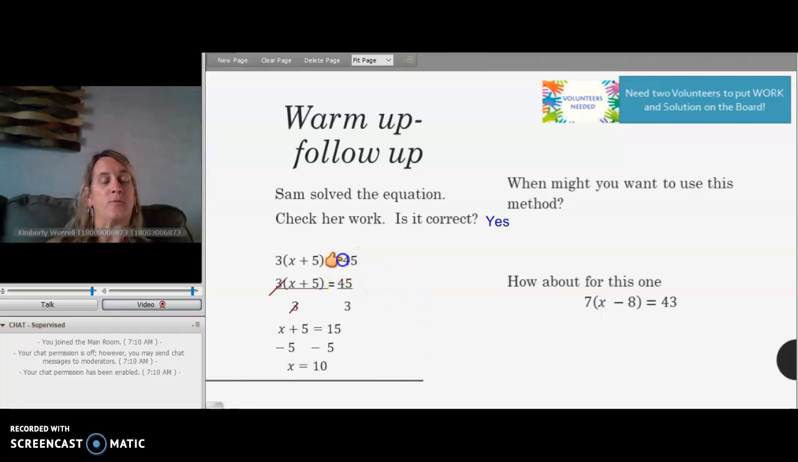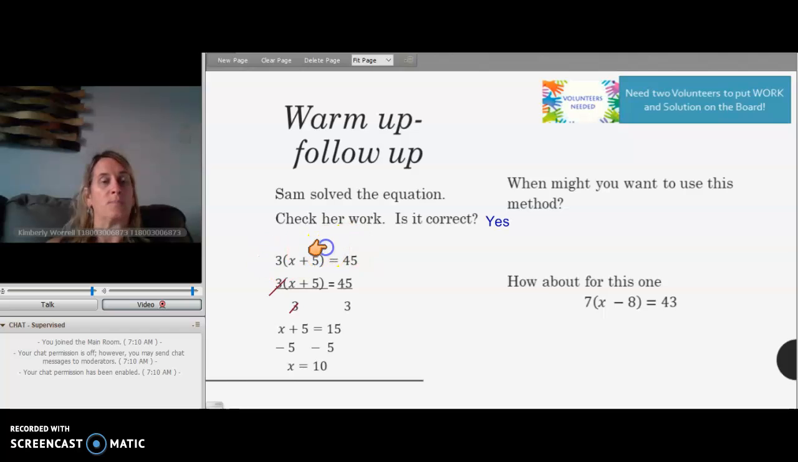So if this 45 were some other number that was not divisible by 3, then this method would not be as easy to implement. Not saying you can't do it, you just have to work with fractions. So you want to do it when one side of your equation has a distributive type of expression, but nothing else.